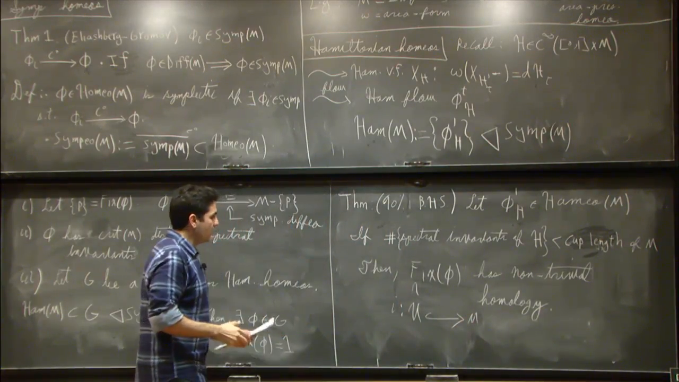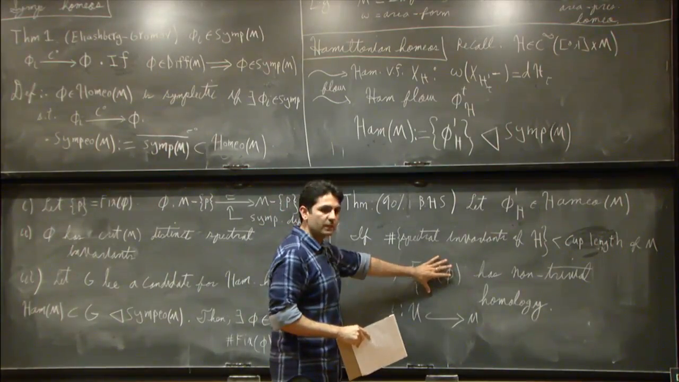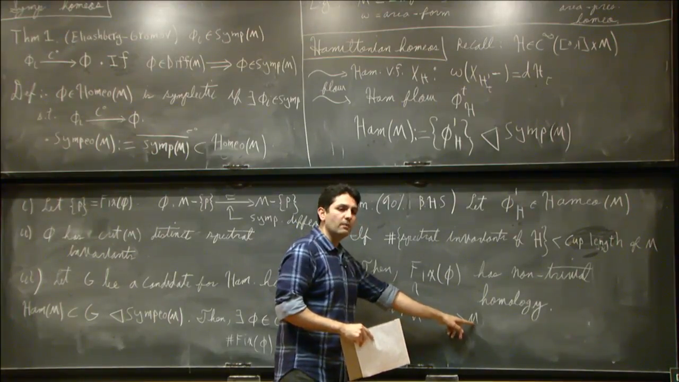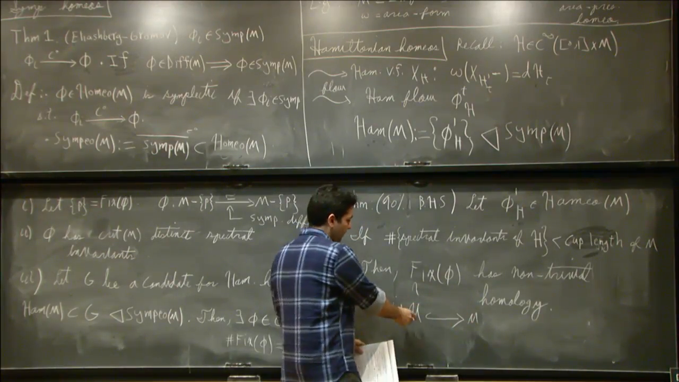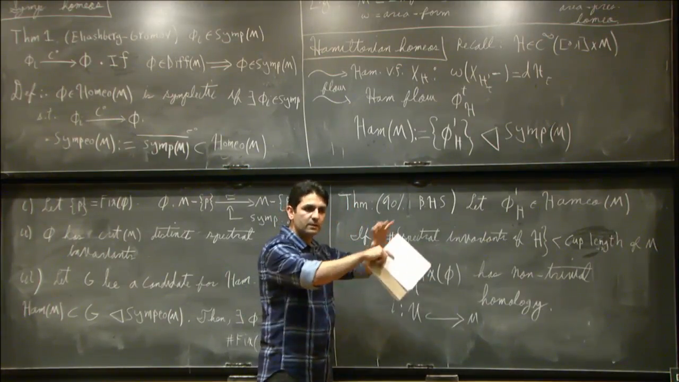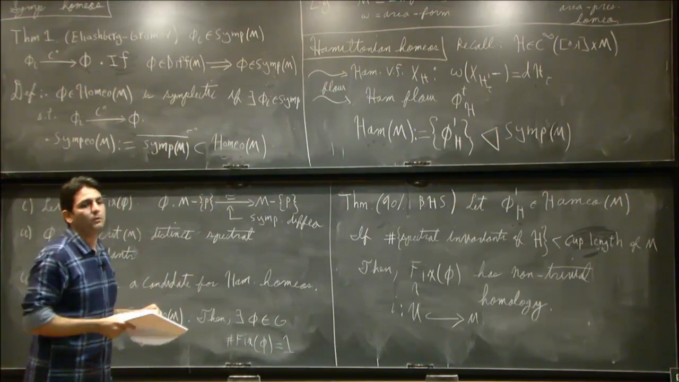Yes. So I can say a precise statement here. You take any open neighborhood of the fixed point set and take its inclusion into M. Then it induces a non-trivial map on homology. So not only is it infinite, but, for example, it can't be a contractible circle or something like that.